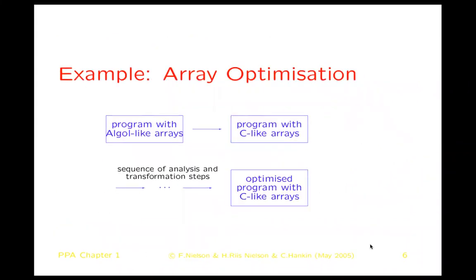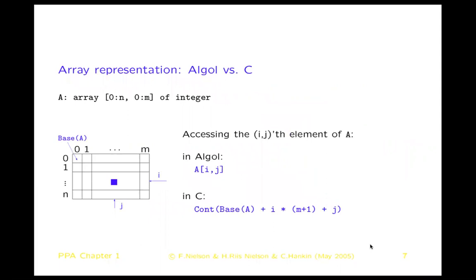So let's look at an array access such as A of i comma j. In C, it will be something like A of i j. This is how you do an array access in the C programming language. In the Algol programming language, maybe you will use A of i comma j in this particular form.